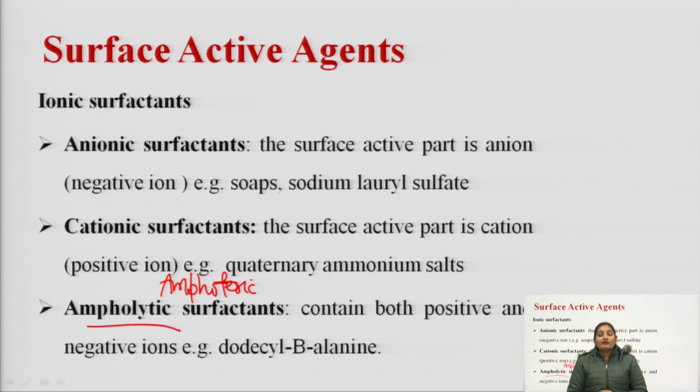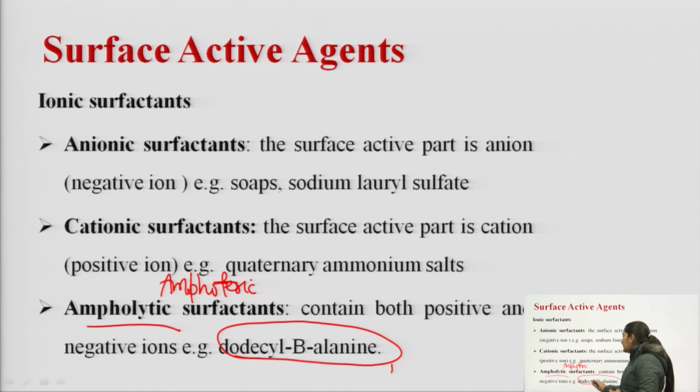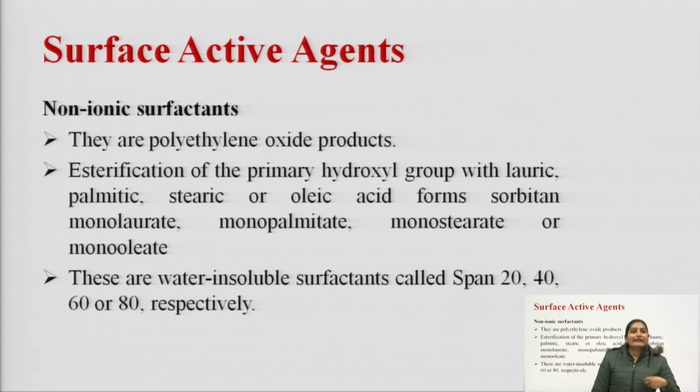Third is ampholytic surfactant, and it is also known as the amphoteric surfactant because it contains both positive and negative ions. For example, dodecyl beta alanine. So, this is a type of amphoteric surfactant. Okay. Next is non-ionic surfactant. So, non-ionic surfactant does not possess a charge or an ion on its surface.